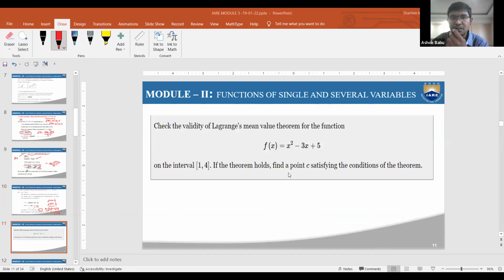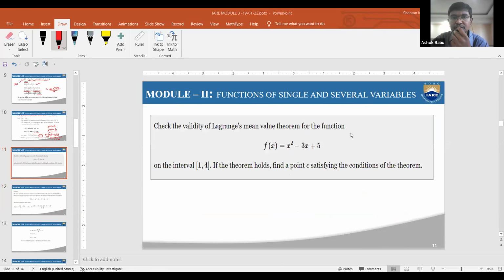Yeah, and we'll go to discuss one other problem. Check validity of the Lagrange's mean value theorem for the function. Is it continuous? Is it differentiable? If so, what is the value of c? Tell me, try to find out. Take one white paper everyone and try to find out what is the value of c by using the Lagrange's mean value theorem. First of all, is it continuous or differentiable? What is the c value?